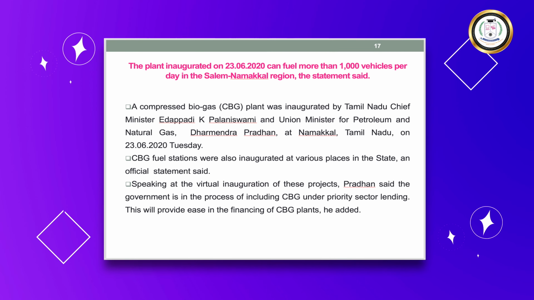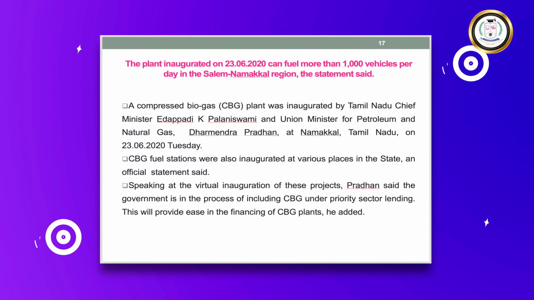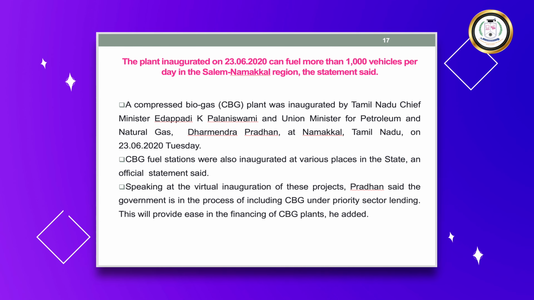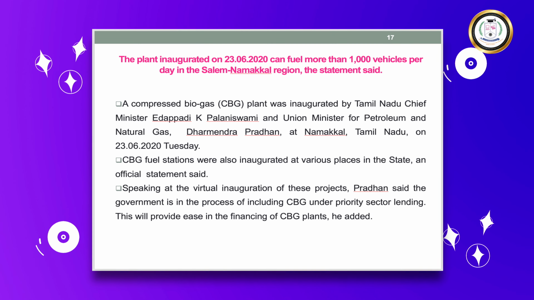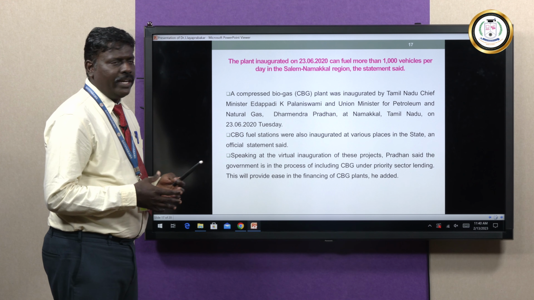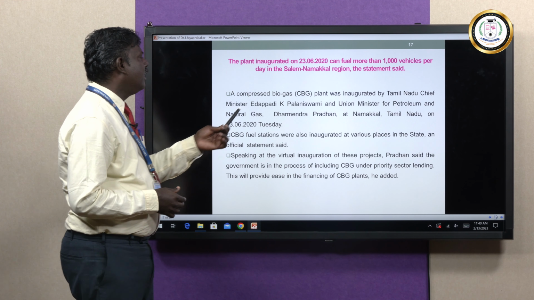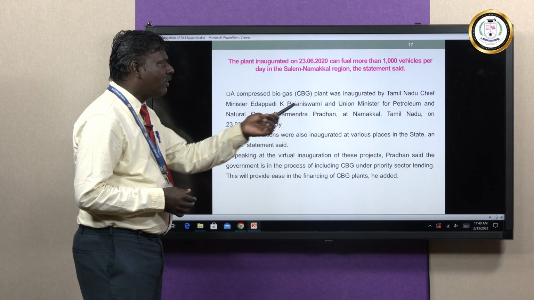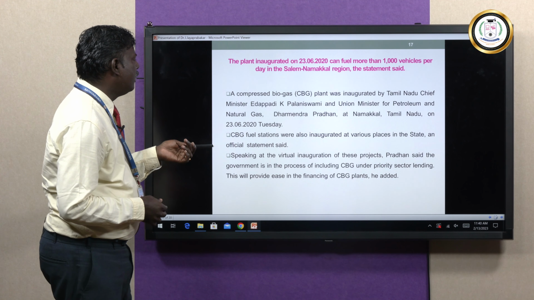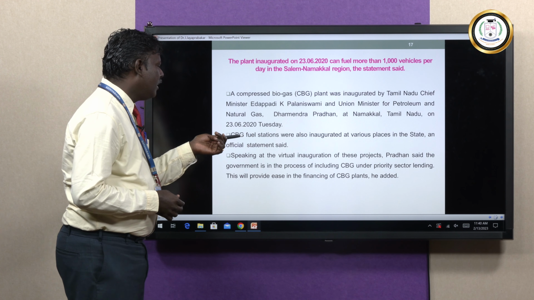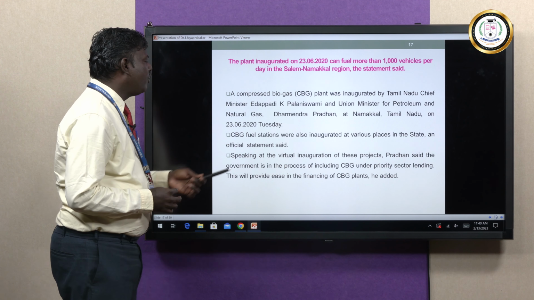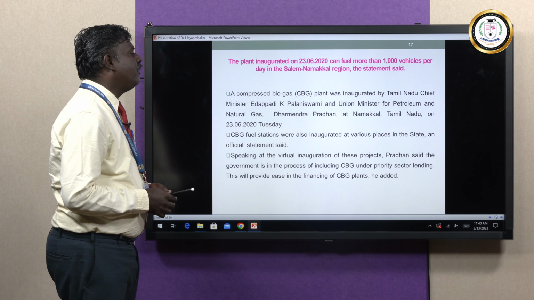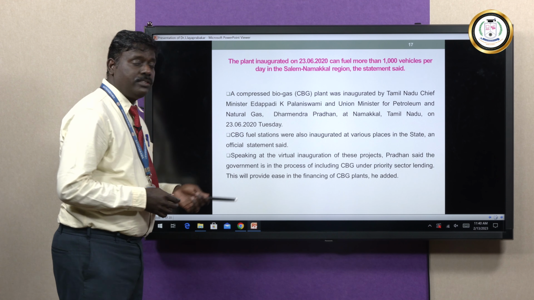And one more example, locally: a plant inaugurated in 2020, which can fuel more than 1,000 vehicles per day in the Salem-Namakkal region. According to a government statement, it is a compressed biogas plant inaugurated by the Tamil Nadu Chief Minister in 2020. Compressed biogas fuel stations were also inaugurated in various places in the state, an official statement said.